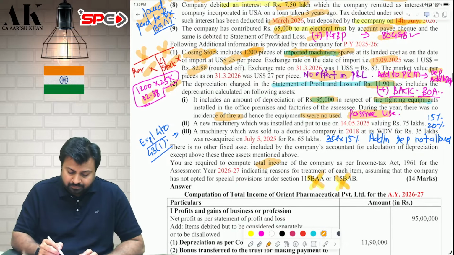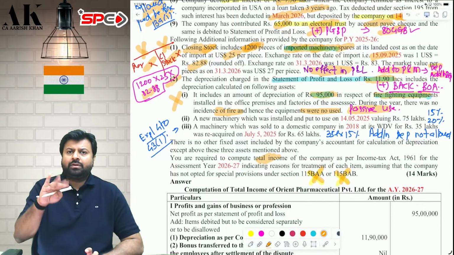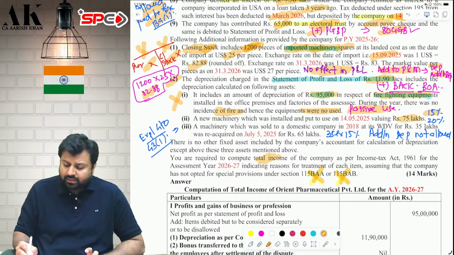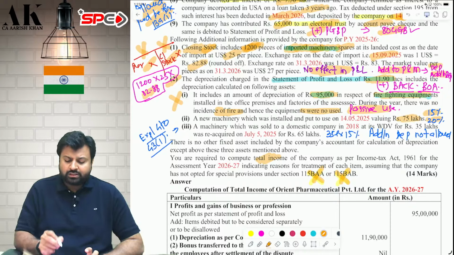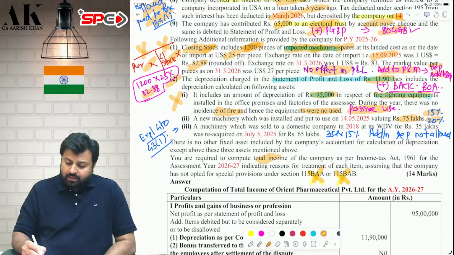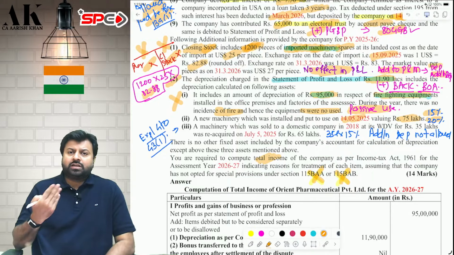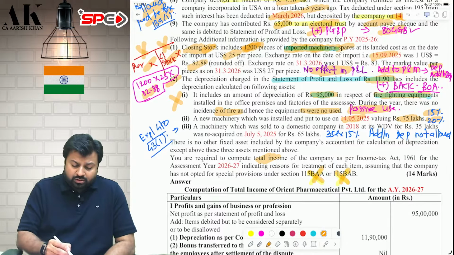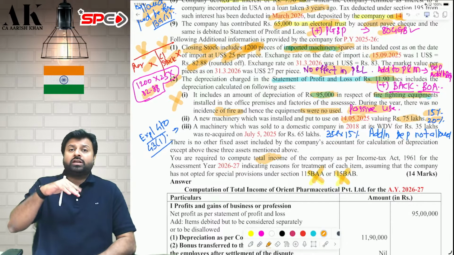Second, additional depreciation you cannot claim because it is in the office. On the new machinery which is installed, you can claim additional depreciation also, normal depreciation also, because it is new machinery which is installed. You can claim normal depreciation 15%, additional depreciation 20%, and you can also claim normal and additional depreciation on this particular closing stock also, imported machinery spares.